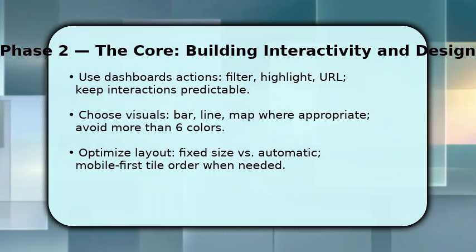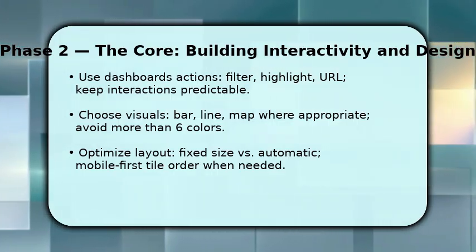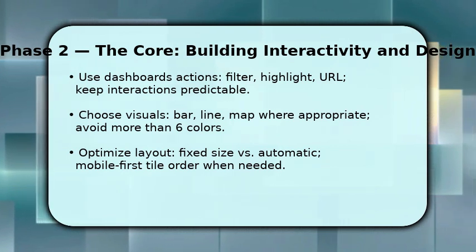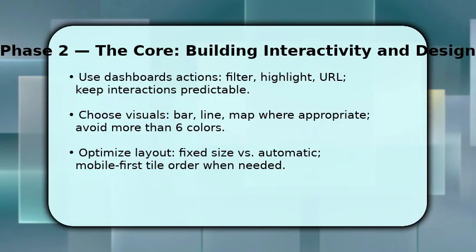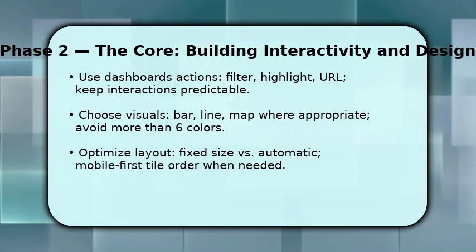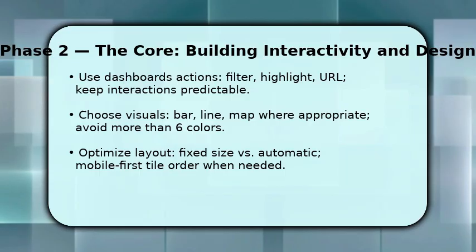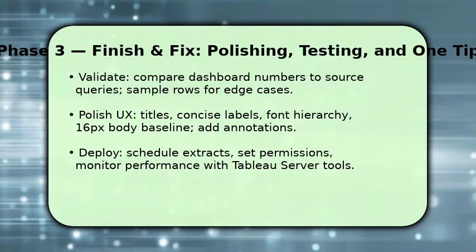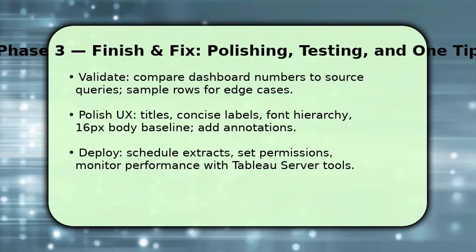Also set layout sizing early. If you need mobile support, design a mobile-first tiled order. Make sure tooltips are informative and hide unused legends to reduce clutter. Finish by validating every KPI against source queries so totals match exactly and edge cases are caught. Sample problematic rows if numbers deviate.